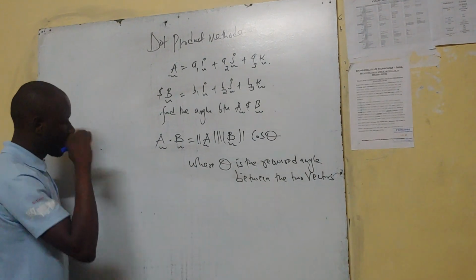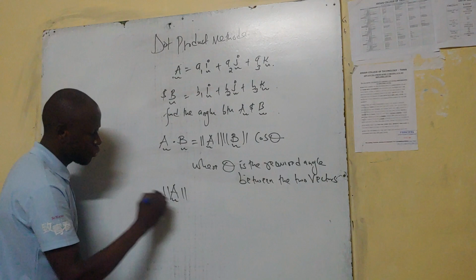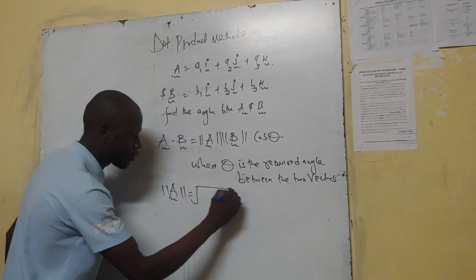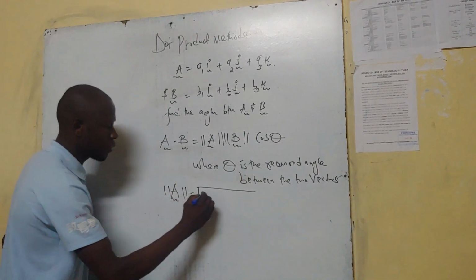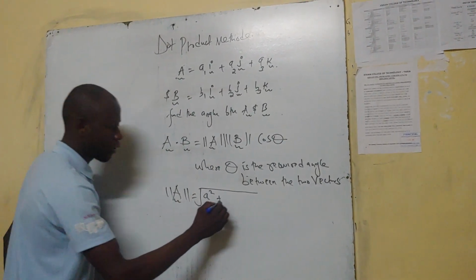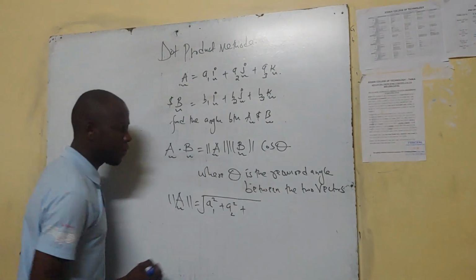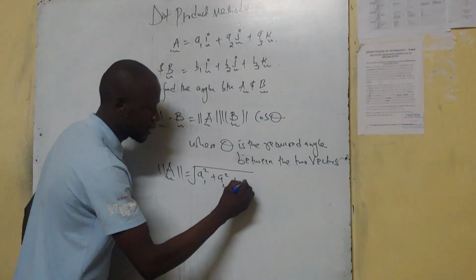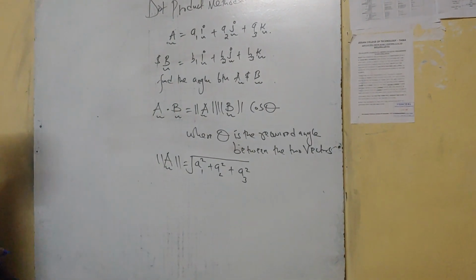So far, the magnitude of vector A is given by the square root of, you take the component along i, that is A1, you square, then you add the component along j, that is A2, you square, then you add the component along k, that is A3, you square, then you get the square root. That's how we get the magnitude of a vector.